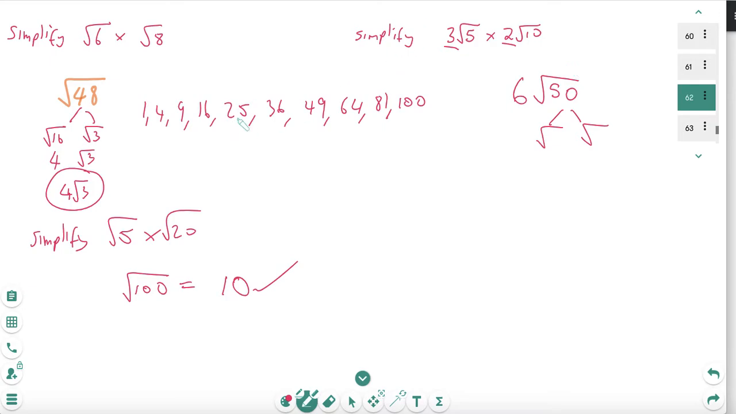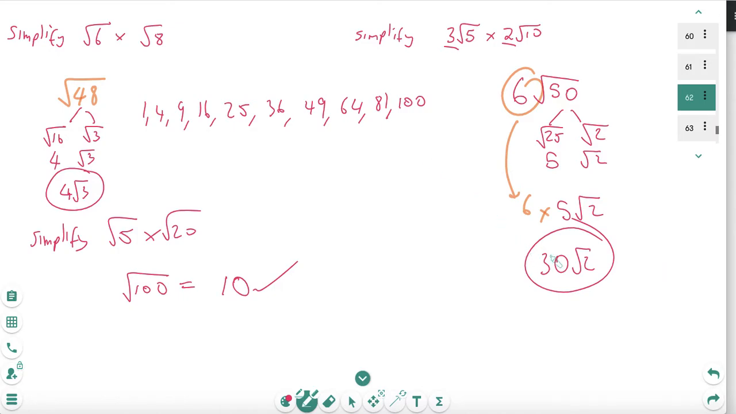Let's look at our list. The largest number is 25. Square root of 25 is 5. Root 2 is just root 2. So 5 root 2. And then your third wheel. Don't forget your third wheel. 6 times 5 is 30. Root 2. Boom, we've simplified. We've made the root as small as possible. So that's what simplifying is. Making the root as small as possible, or just getting rid of the root entirely.